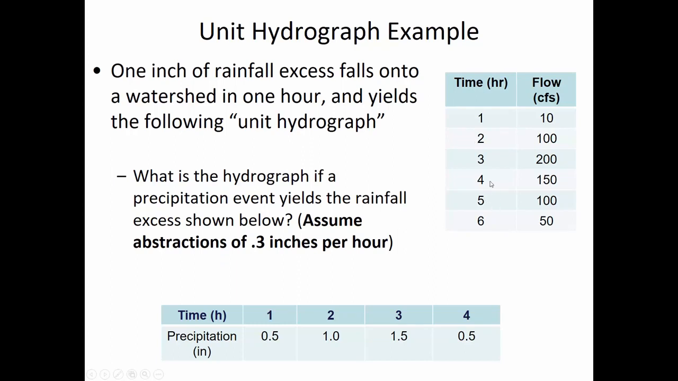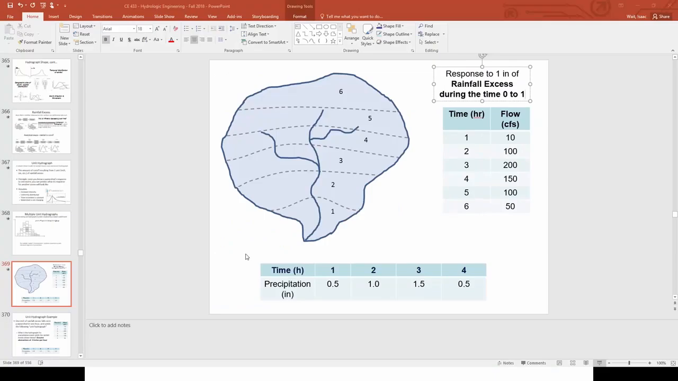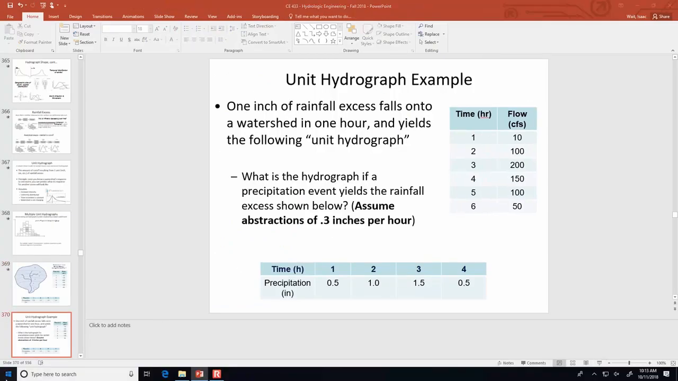Now, what is this watershed going to do if we get this rainfall pattern, and we're going to assume abstractions of 0.3 inches per hour? So, in other words, this is not rainfall excess yet. We're going to have to do some calculations to find out what is the rainfall excess, and then apply that precipitation into this unit hydrograph. Okay, so if you've got your computer, let's start up Excel.